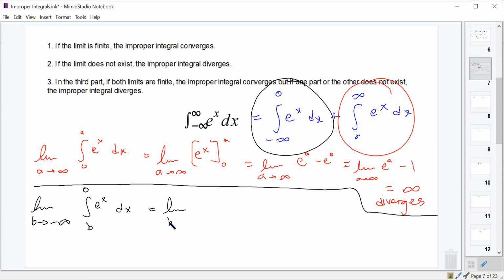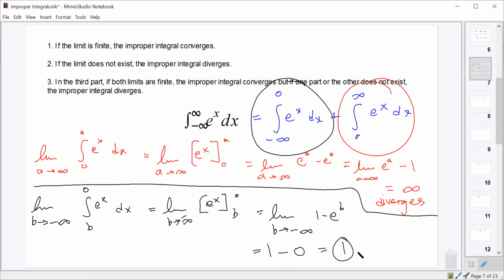Should just be a limit as b approaches negative infinity of e to the x from b to 0, which is what? e to the 0, or 1, minus e to the b. Everyone agree with that? Which gives us 1 minus what? 0. 1 minus 0, or 1.